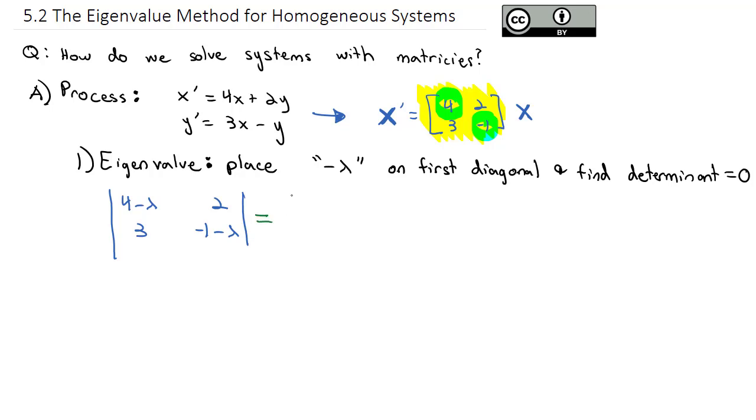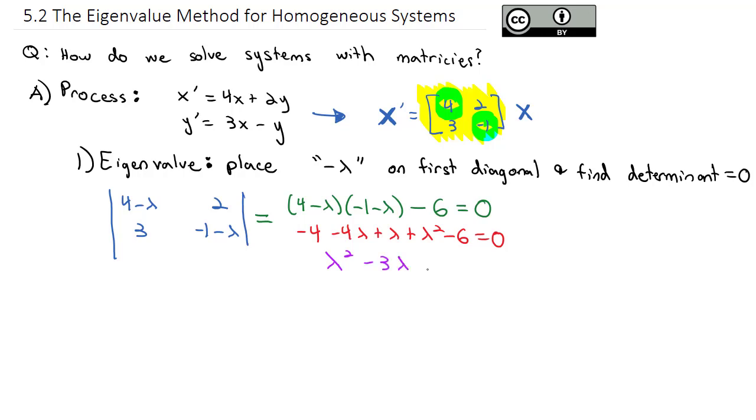So first, to find the determinant, we can take 4 minus lambda times negative 1 minus lambda, and subtract the other diagonal, which is 3 times 2 equals 6. And we want to know when that determinant is equal to 0. Well, we can multiply this out. 4 times negative 1 is negative 4. Then we've got a negative 4 lambda, then a positive lambda and a positive lambda squared, minus 6 equals 0. And if I combine like terms, that's lambda squared minus 3 lambda minus 10 equals 0.